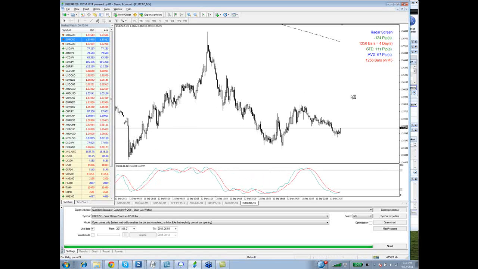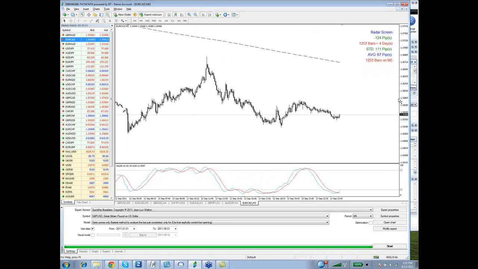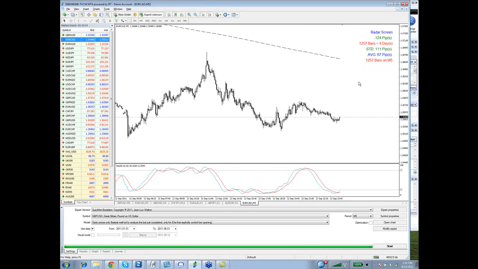This is the Euro Canadian dollar right here. It's been away on the 5 minute chart from the 800 period simple moving average for 1,257 bars. Now, ordinarily, you would hear me talking about trend trades, but tonight I'm going to show you a counter trend trade possibility on this currency pair.